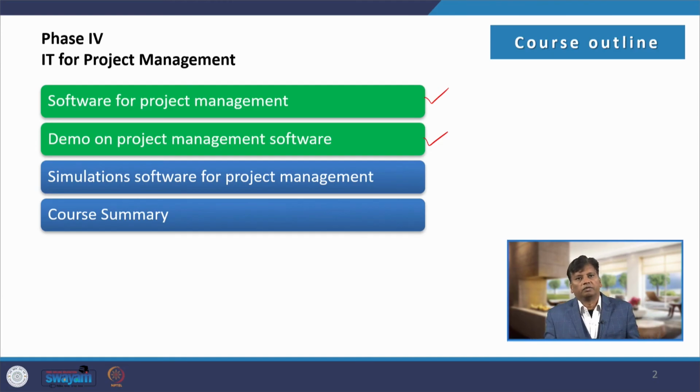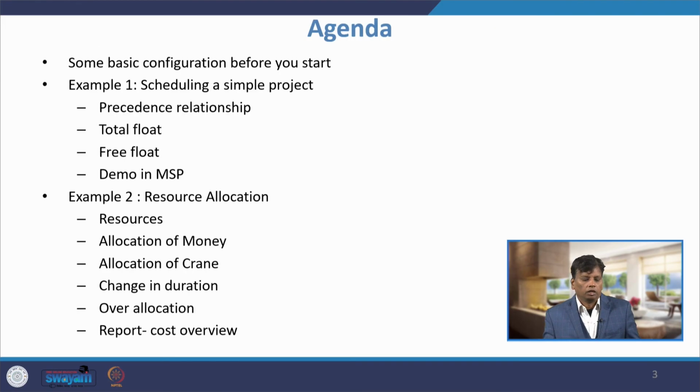One example is for finding the critical path and scheduling of each activity, and the next problem is on resource allocation. So, the agenda for this lecture is, first I will do some basic configuration before you start in the MS Project management software, and the first example is for scheduling a simple project. There I have entered various precedence relationships, then I will explain what is a total float, free float, and then I will give you a demo.